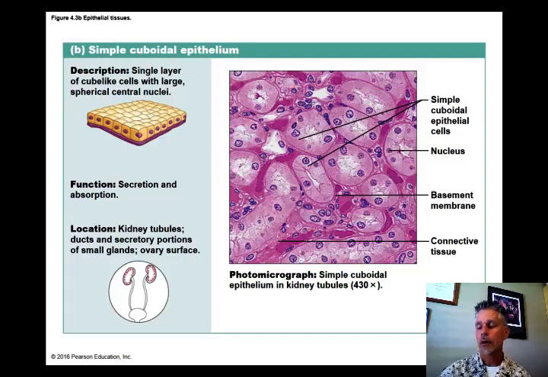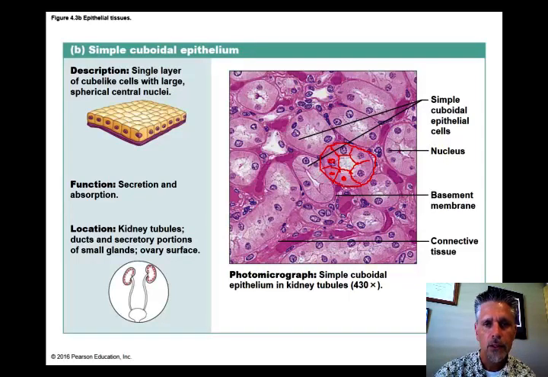But these are simple cuboidal cells that are lining tubules inside of the kidney. And so this is a tubule right here. And this is one cuboidal cell. This is another cuboidal cell. This is another cuboidal cell. There's one here and we can't see the nucleus. And one here, we can't see the nucleus. And then one here. So when we're looking at that particular one tubule, they are forming a covering and lining. It's one cell layer thick.